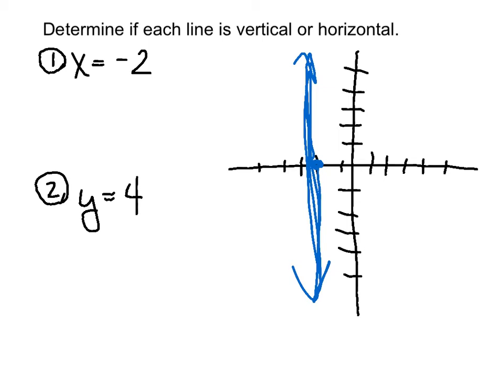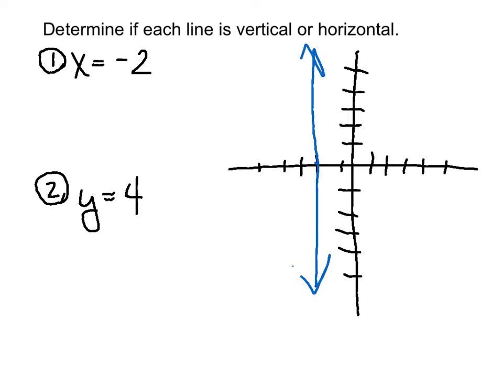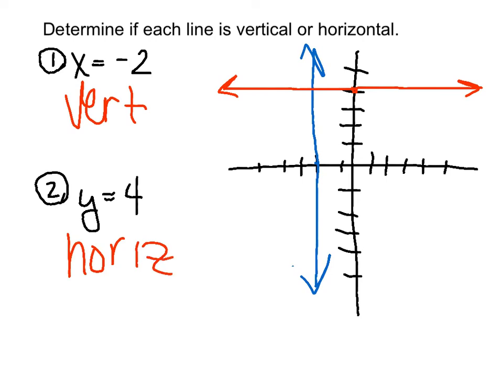Okay, this line, x equals negative 2, x is negative 2 everywhere on that line. No matter where you go, x is negative 2. Let's clean that up a little bit. Now y equals 4. We're going to go to the y-axis and go up 1, 2, 3, 4. Put a dot and draw a line. So this one is vertical, this one is horizontal.